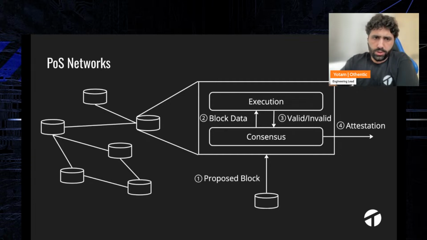So when a block proposer proposes a block, it is first received by the consensus client. Then the consensus client passes the block data to the execution client. On Ethereum, that's the EVM. The EVM takes the block data, runs it, executes it, makes sure that the state transition is valid, and responds to the consensus client with the answer of whether the block is valid or invalid. And the consensus client takes that answer and attests to it. So if the block is valid, it sends an attestation through the network.